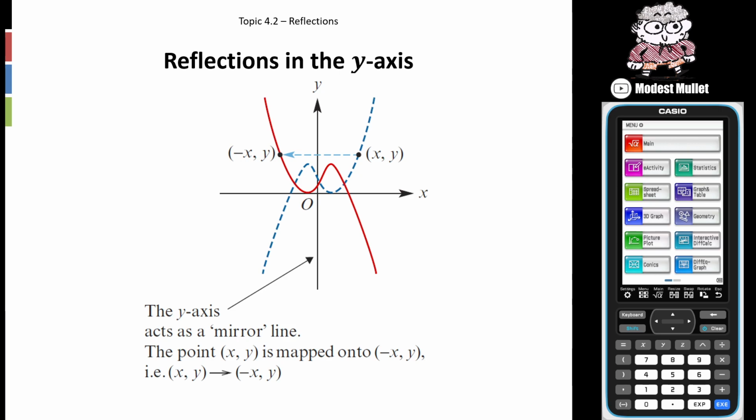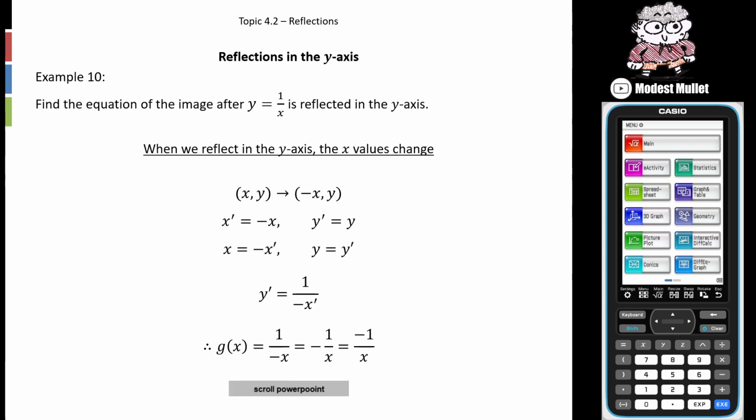Reflections in the y-axis, very similar. It's just the other coordinate being changed. If we're reflecting about y, we're flipping left and right. The x-coordinate is made negative, but the y-coordinate stays the same. So this is our mapping. X-coordinate made negative, y-coordinate stays the same.